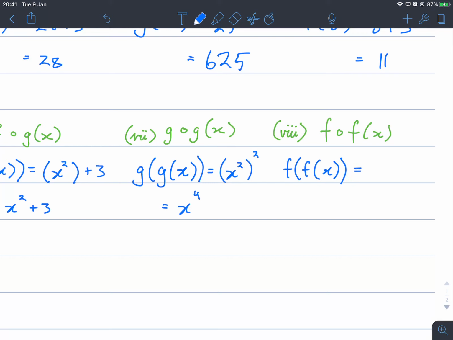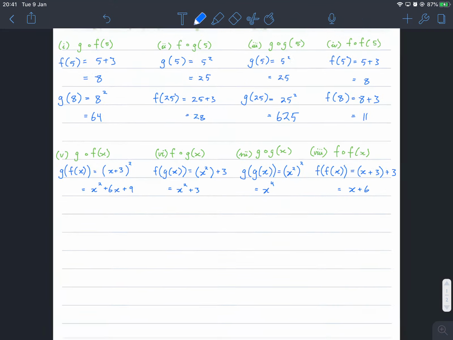This will give us, here's my function f, x plus 3. And inside this, we will substitute x plus 3. And simplifying this, we get x plus 6.